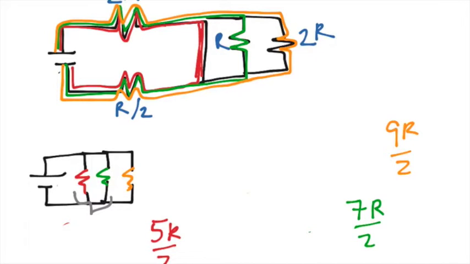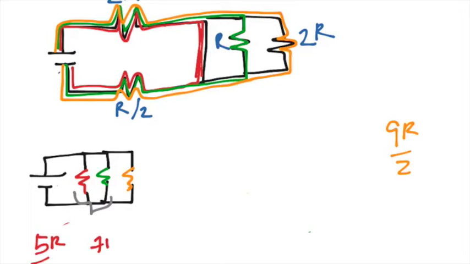So let's get started with the red and the green. We have 5R over 2 and 7R over 2. Let me rewrite them. 5R over 2 and 7R over 2. Now they're in parallel, so the way we add them together is going to be a little bit more difficult than if they were in series. We're going to end up with 2 over 5R plus 2 over 7R equals 1 over R equivalent.